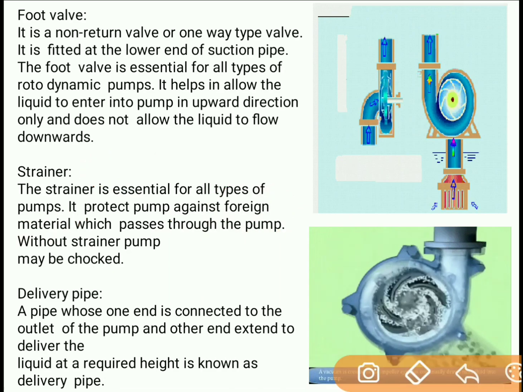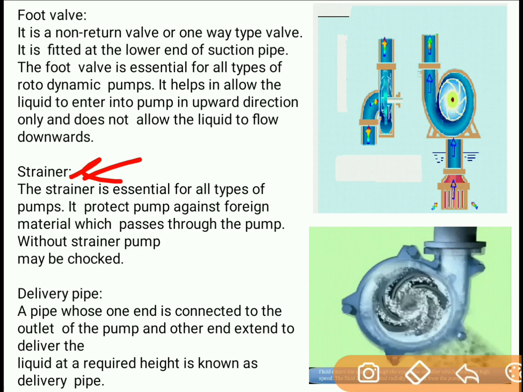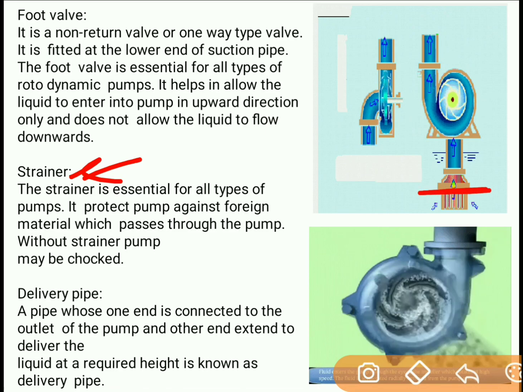So when the water is transferred to the centrifugal pump, the water will contain certain impurities. These impurities will get filtered out with the help of the strainer. So the strainer is one kind of filter which is attached at the lower end of the suction pipe.